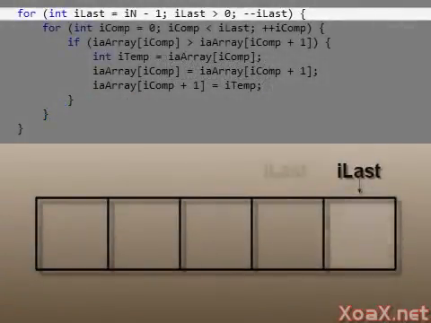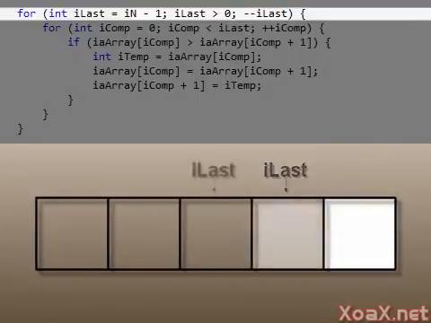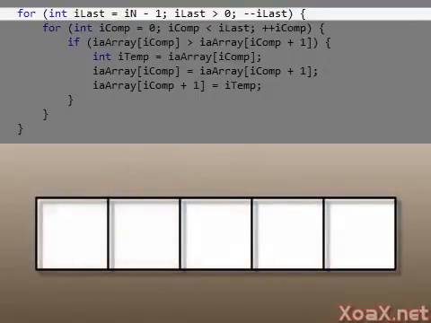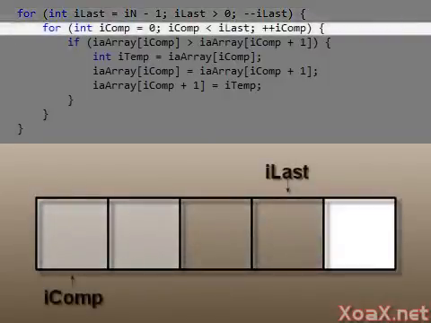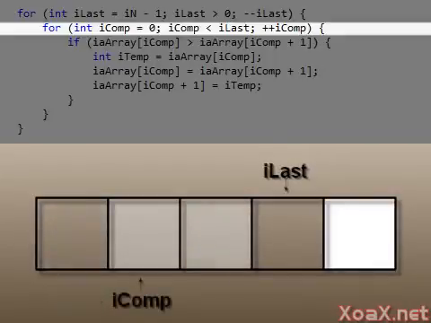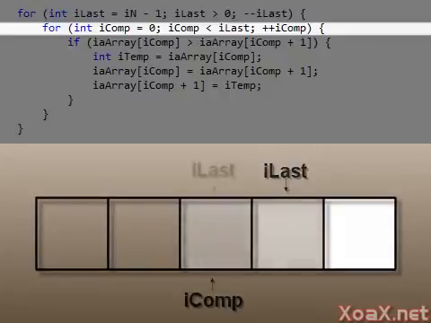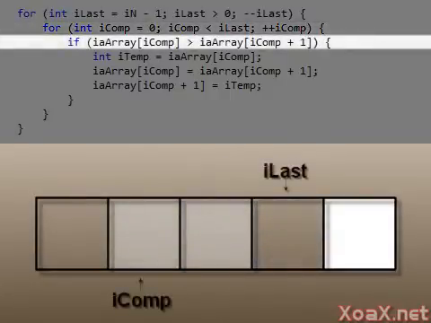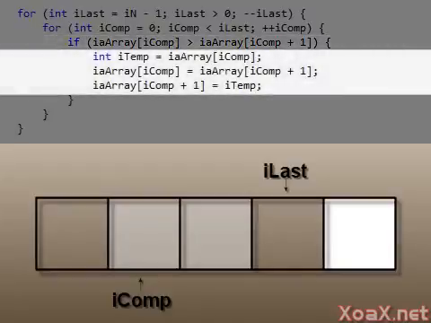The outer for loop is indexed by the last unsorted element. Notice that this loop runs from iN-1 to 0, so that when it is done, the array is sorted. The inner loop runs from the first entry to the entry before the last unsorted element, and this loop sends the next highest element to the position last. Inside the loop, we compare the entry at iComp to the one after it, and swap them if they are out of order.